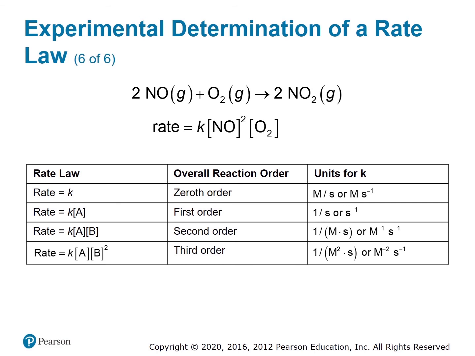Here are some examples of units for K depending on overall reaction order. Starting with zero order reactions, the units are molarity per second. Each time we increase the order by 1, we need to divide the units by molarity. So for a first order reaction, K has units of 1 over seconds. For second order, we divide by molarity again, and we get 1 over molarity times seconds, and so on.